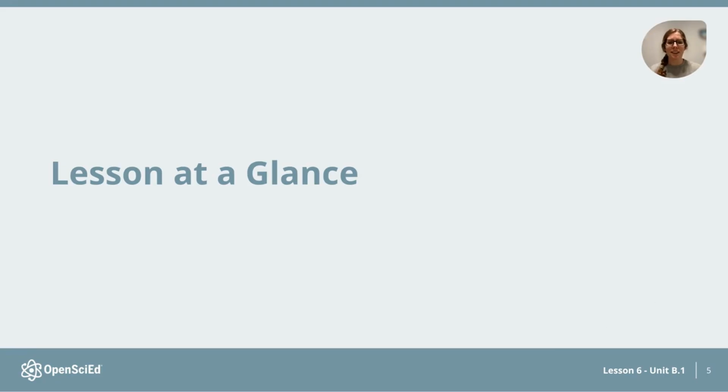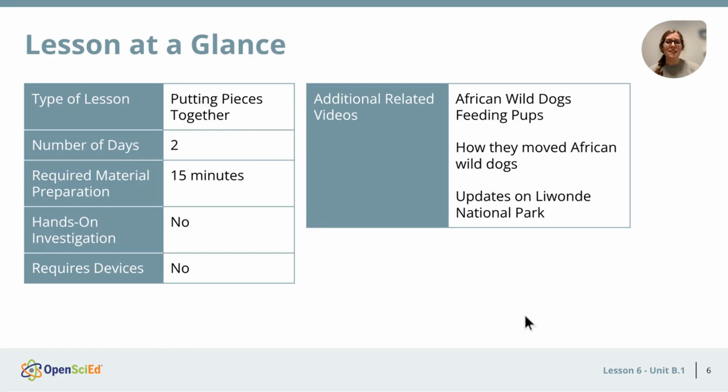Let's see the lesson at a glance and the sense-making loops. So this type of lesson is a putting pieces together. It should take 2 days. Minimal material preparation, only 15 minutes. It is not a hands-on investigation and it does not require devices.